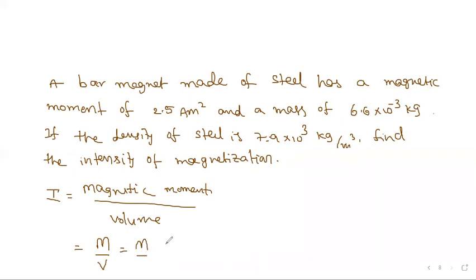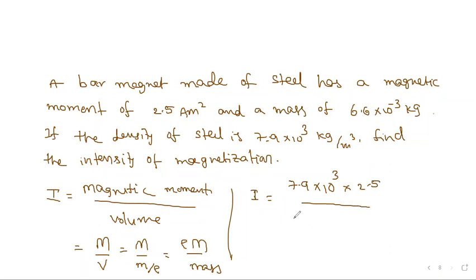So how can you write volume in terms of mass and density? Density equal to mass by volume, so volume equal to mass by density. So this will be rho into magnetic moment by mass. This m is mass. What is the density given? Density value given 7.9 into 10 cube, into magnetic moment given 2.5, by mass value given 6.6 into 10 power minus 3. So by calculating this, you will get the answer.